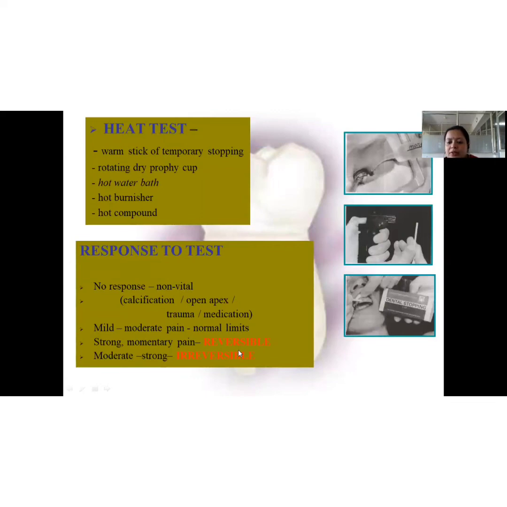Now in the heat test, we can heat a stick of temporary stopping and place it on the tooth. A dry rotary cup can be placed, which generates heat, and if the tooth is sensitive towards heat, we can judge it. With a hot water bath, we can heat a burnisher and place it on the tooth. Hot compound or hot gutta percha can also be placed on the tooth to judge whether the tooth is sensitive towards heat.